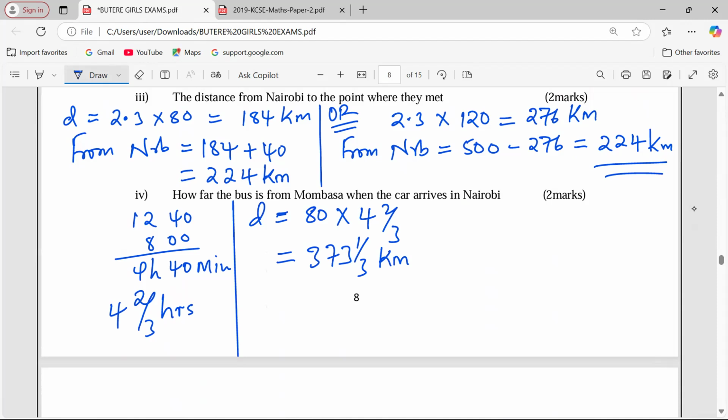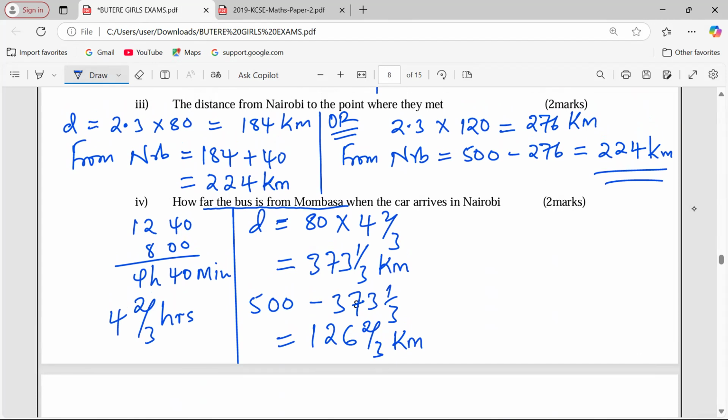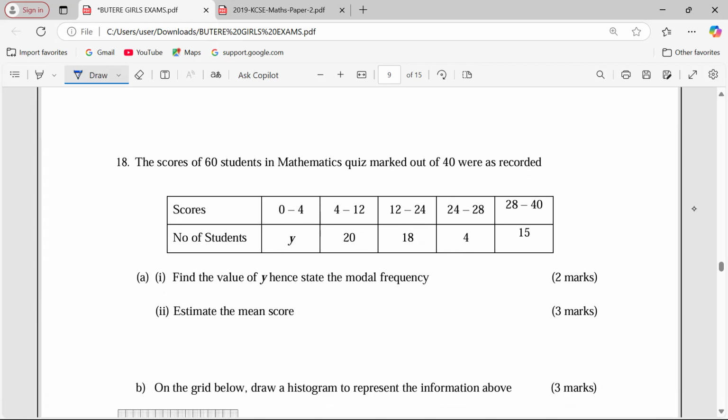So how far is the bus from Mombasa? From Mombasa, we need to take 500 and we subtract 373 and 1/3. So 500 minus what you're having there should be 126 and 2/3 kilometers from Mombasa. So this is where the bus is. That's how you're supposed to answer such a question. So that is good. We are already somewhere. We are learning something. So thank you so much for the cooperation.